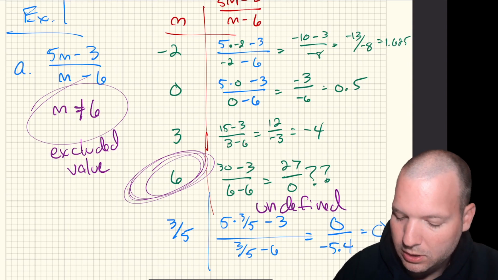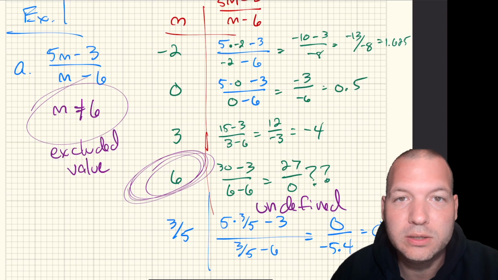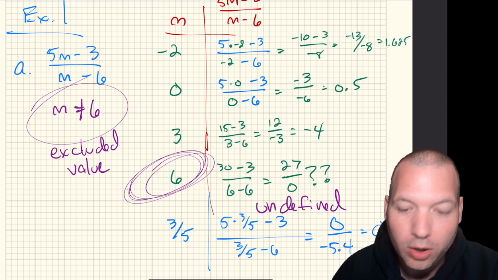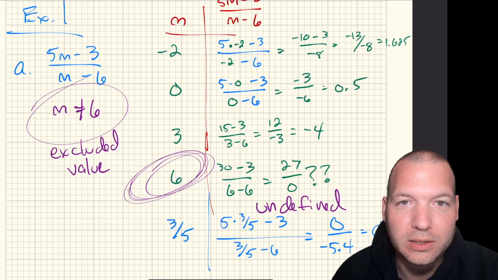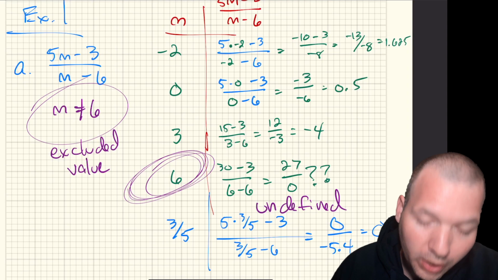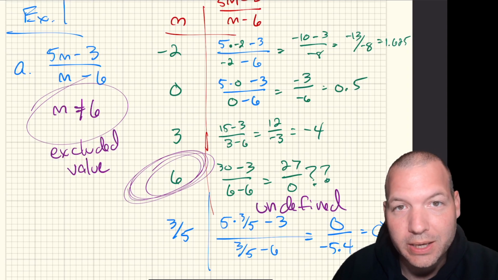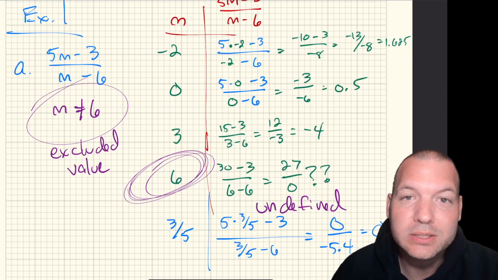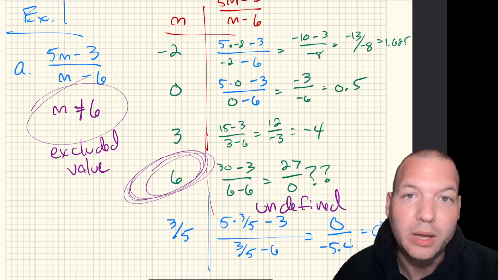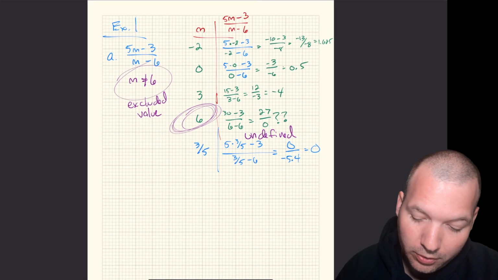Not that it matters, because 0 divided by pretty much anything is just going to be 0. Again, 0 as a numerator is not a problem at all. So I don't care about 3/5 in the least. It's still a totally possible value for m. The one value that will not work in this case is 6, because it would cause the denominator to be equal to 0. Any value that will cause the denominator to be equal to 0 is no good, and we call that an excluded value.